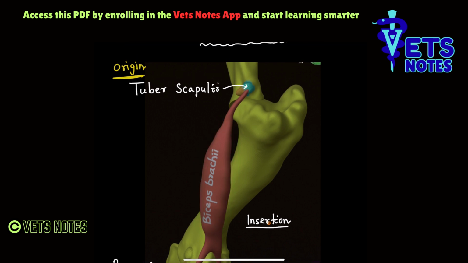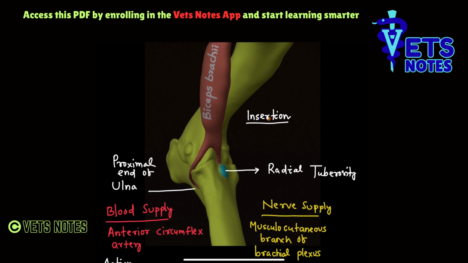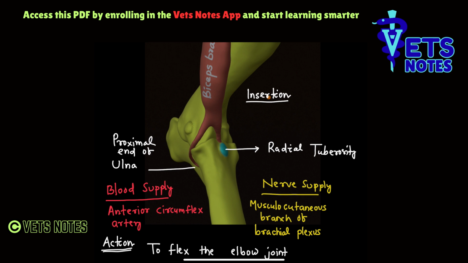You can see the origin point is from tuber scapulae of the scapula. Insertion. At the point of insertion, Biceps Brachii is divided into two tendons. This is one tendon and this is one tendon. So this part will insert into the radial tuberosity of the radius and this part will insert at the proximal end of the ulna, somewhat at this position.